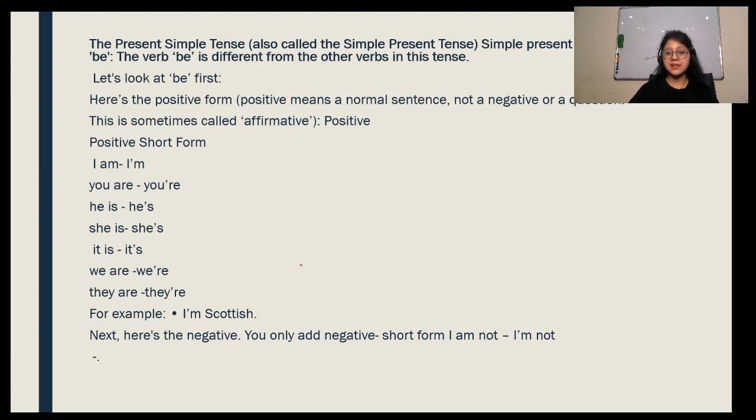So the present simple has a positive or the affirmative form, which is the positive short form. I am, you are, he is, she is, it is, we are, they are. So I'm Scottish, I am Indian, I'm an Indian, I'm just thinking, an Australian. So all these are the positive forms. The negative, you just need to add the not after the be verb. So I'm not an Indian, I am not Scottish, I'm not an Italian, I'm not Spanish.